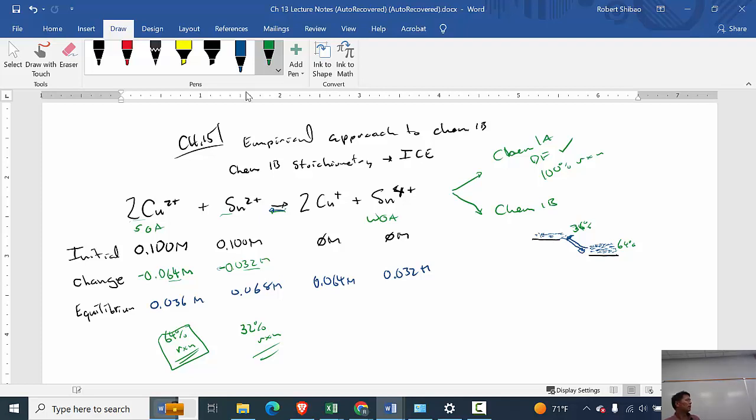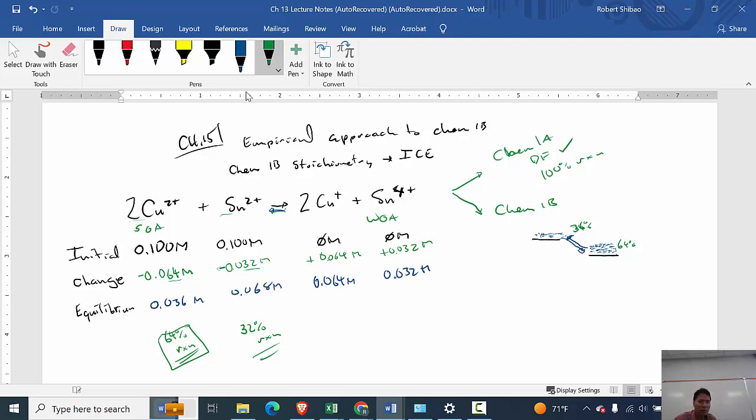And the situation goes like this. If we lose 0.064, does that disappear? No, we have conservation of atoms. So the copper can't disappear. So I know what the gain is. If this is minus 0.064 here, this has got to be plus 0.064 here, because the copper atoms can't disappear. And if this is minus 0.032 here, this has got to be plus 0.032 here, because of the stoichiometric ratio.